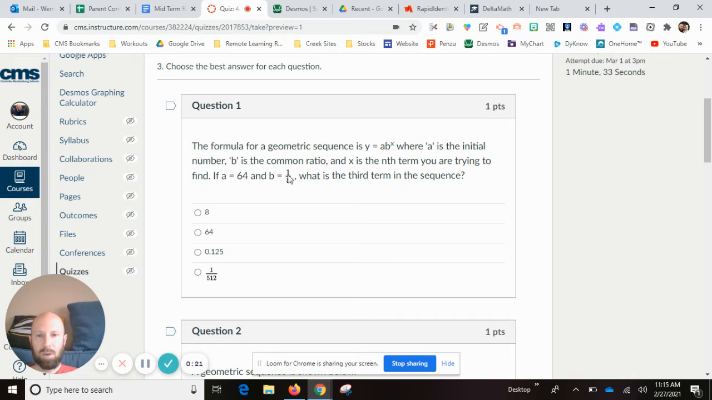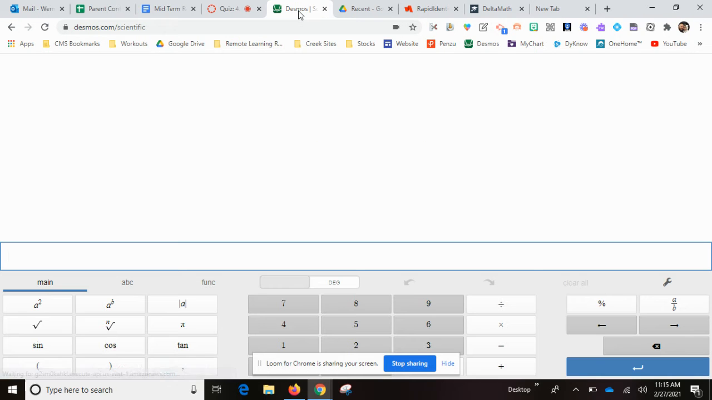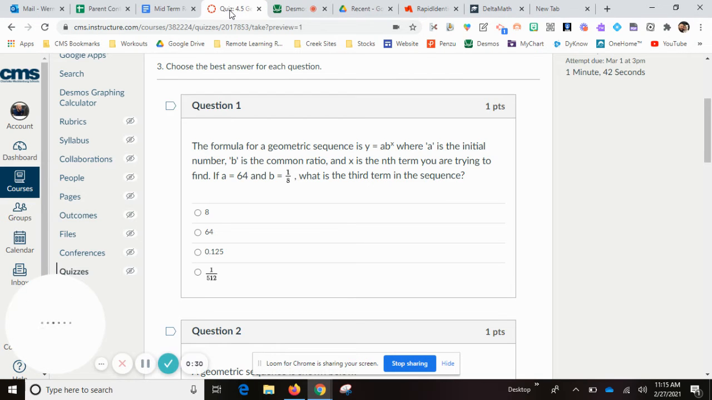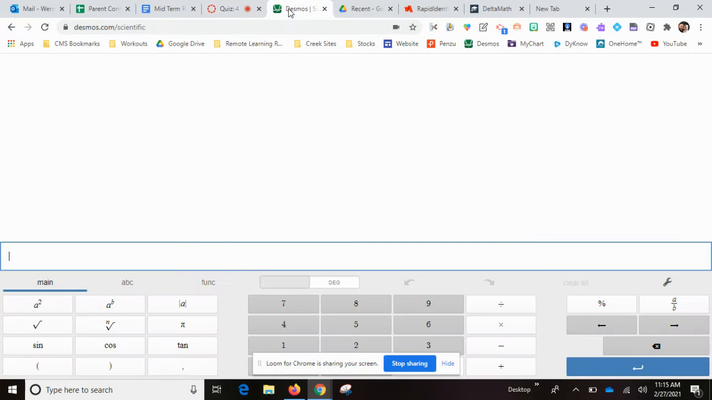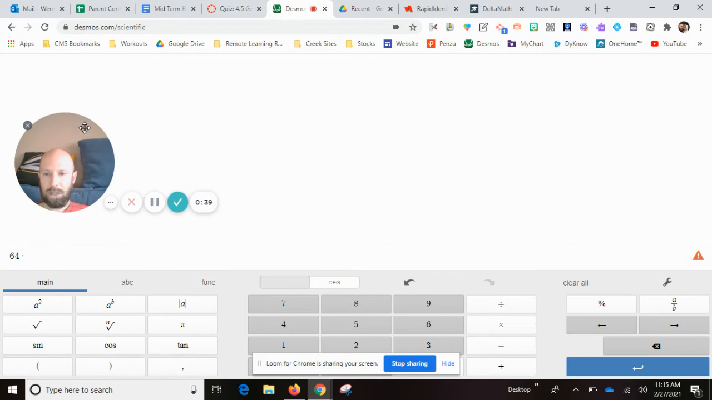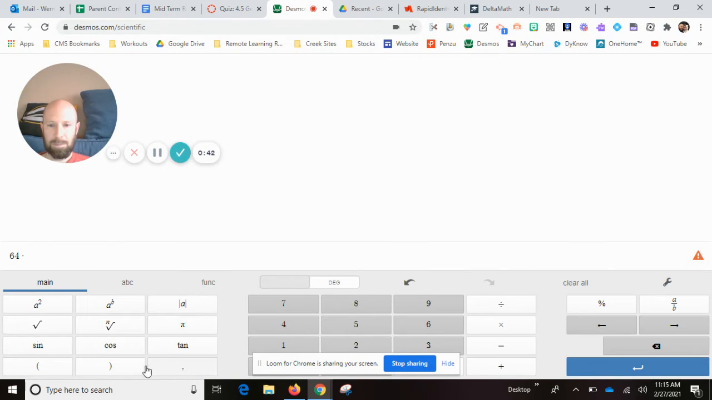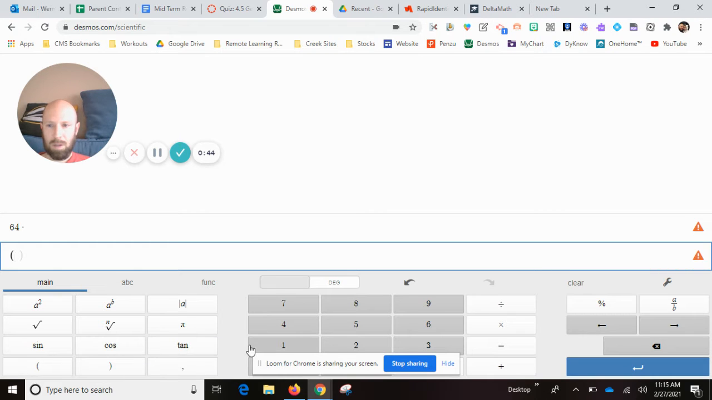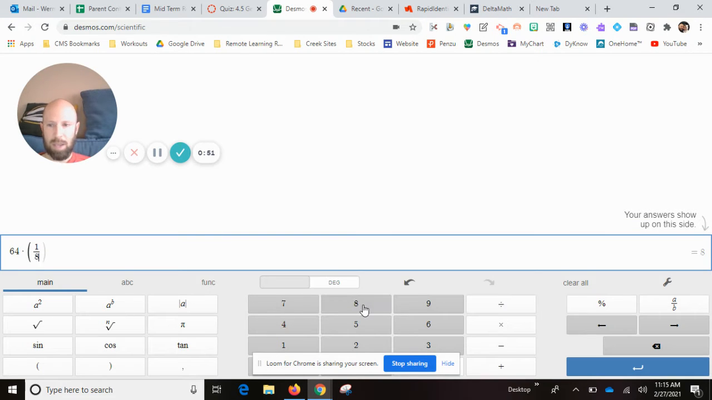So we're plugging 64 in for a, 1/8 in for b, and since it wants the third term, that's going to go in for x. So let's use Desmos. Our equation again, 64 times, let's get our fraction, 1 divided by 8. Right click, end parenthesis.